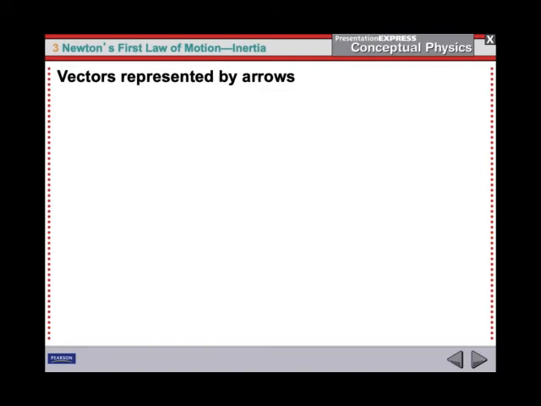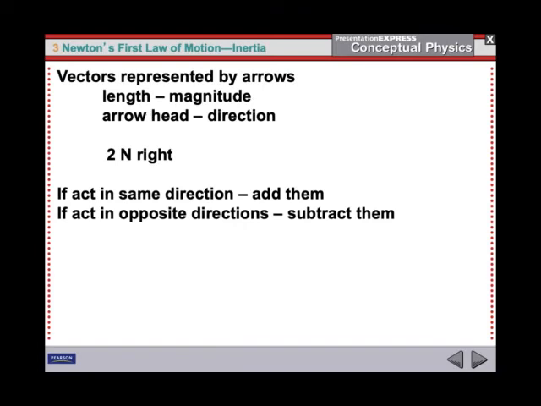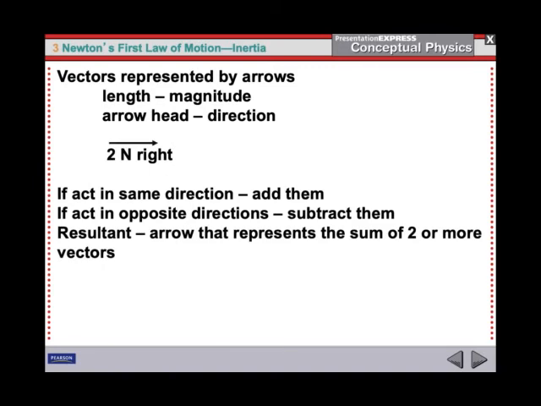So when you're writing vectors, a lot of times it's easier to help you to visualize it by using arrows to represent the vectors. The length of the arrow is going to be the magnitude, and the arrowhead is going to give you the direction that the arrow is going in. So if you have 2 newtons to the right, if they act in the same direction, add them. Okay, so there's 2 newtons to the right.